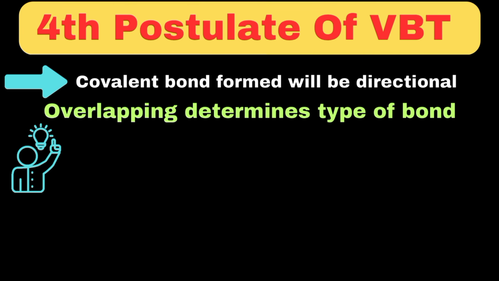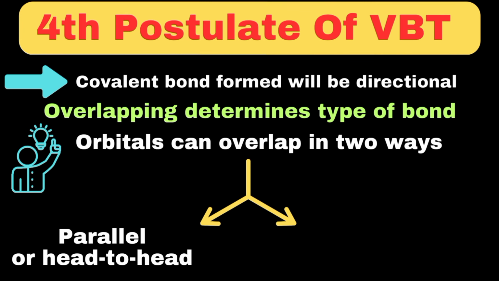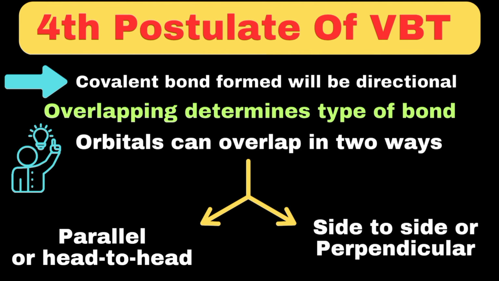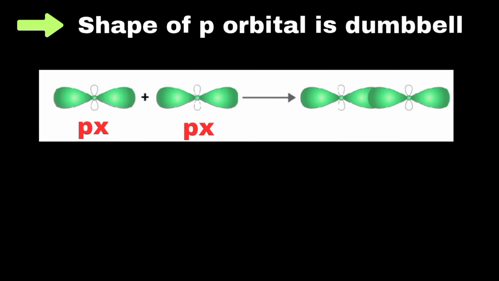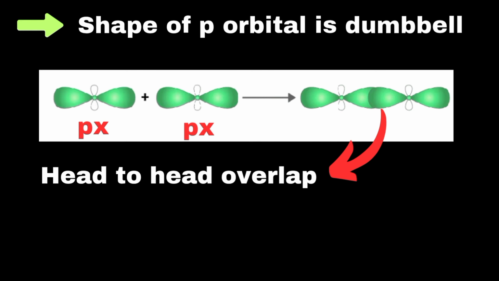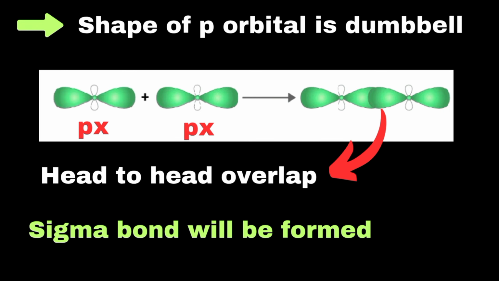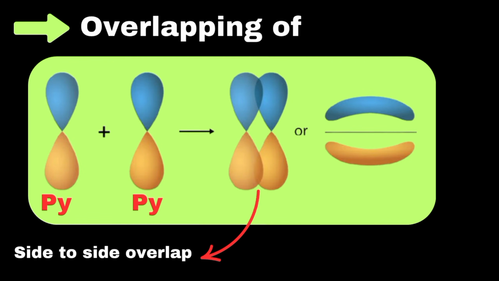Actually, atomic orbitals can overlap in two ways. One is by parallel or head-to-head overlap, and the second one is perpendicular or side-to-side overlap. To clarify, let's take the overlapping of px-px orbitals and py-py orbitals. As we know, p orbitals have a dumbbell shape, and one px orbital will overlap with another px orbital in a parallel way. So the bond formed will be a sigma bond since the orbitals are overlapping in a parallel manner. But if we take the overlapping of py orbitals, they will overlap side to side or perpendicularly, resulting in the formation of a pi bond.